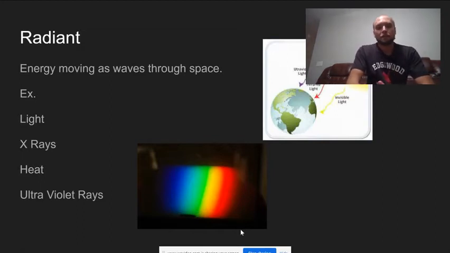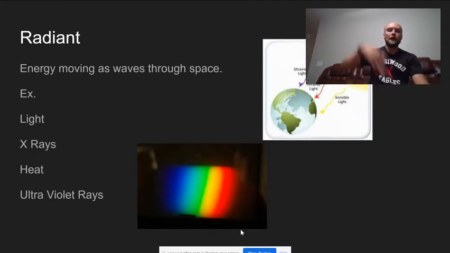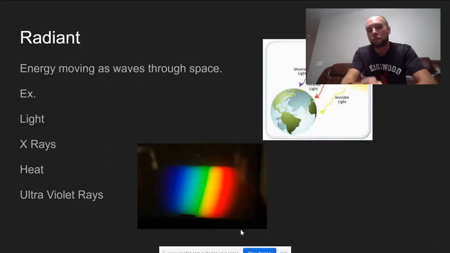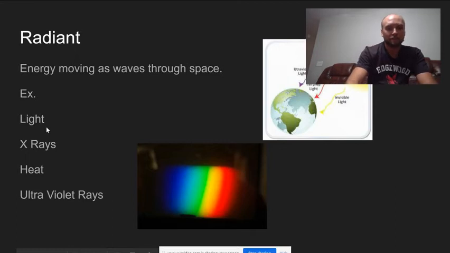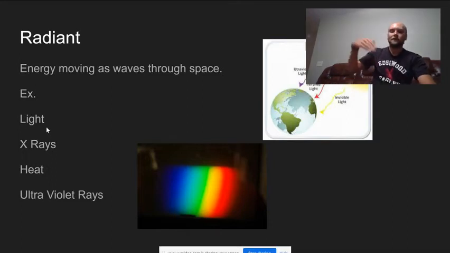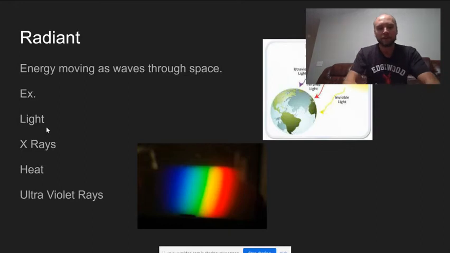So radiant energy is energy that moves as waves through space. If that sounds confusing at this point, please don't worry about that, because radiant energy we're actually going to dive into next week. But the biggest thing that you can think of this as is light. All light on planet Earth and in the universe is a type of radiant energy. It's energy that's being sent through space as a wave.